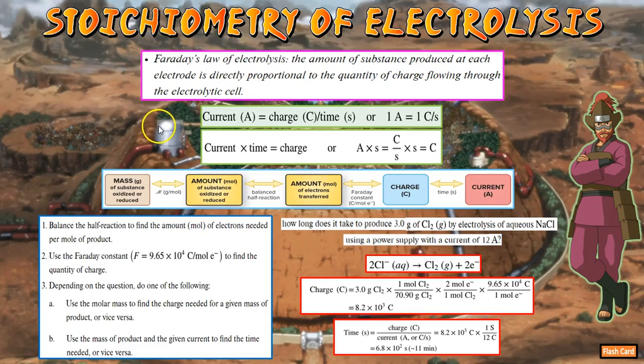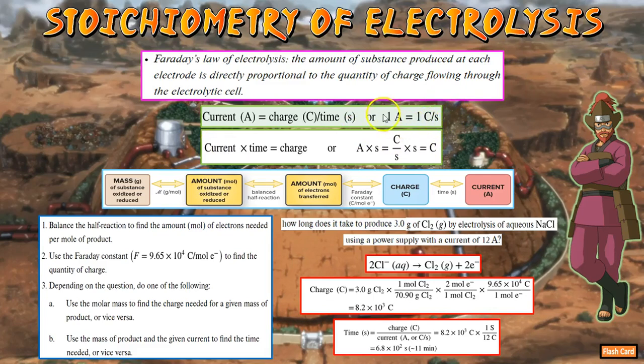Current is going to be the charge flowing per unit time. The SI unit of current is the ampere, capital A, and it is defined as the charge of 1 coulomb flowing through a conductor in 1 second. Or you can say 1 ampere is equal to 1 capital C for coulomb divided by S for second.